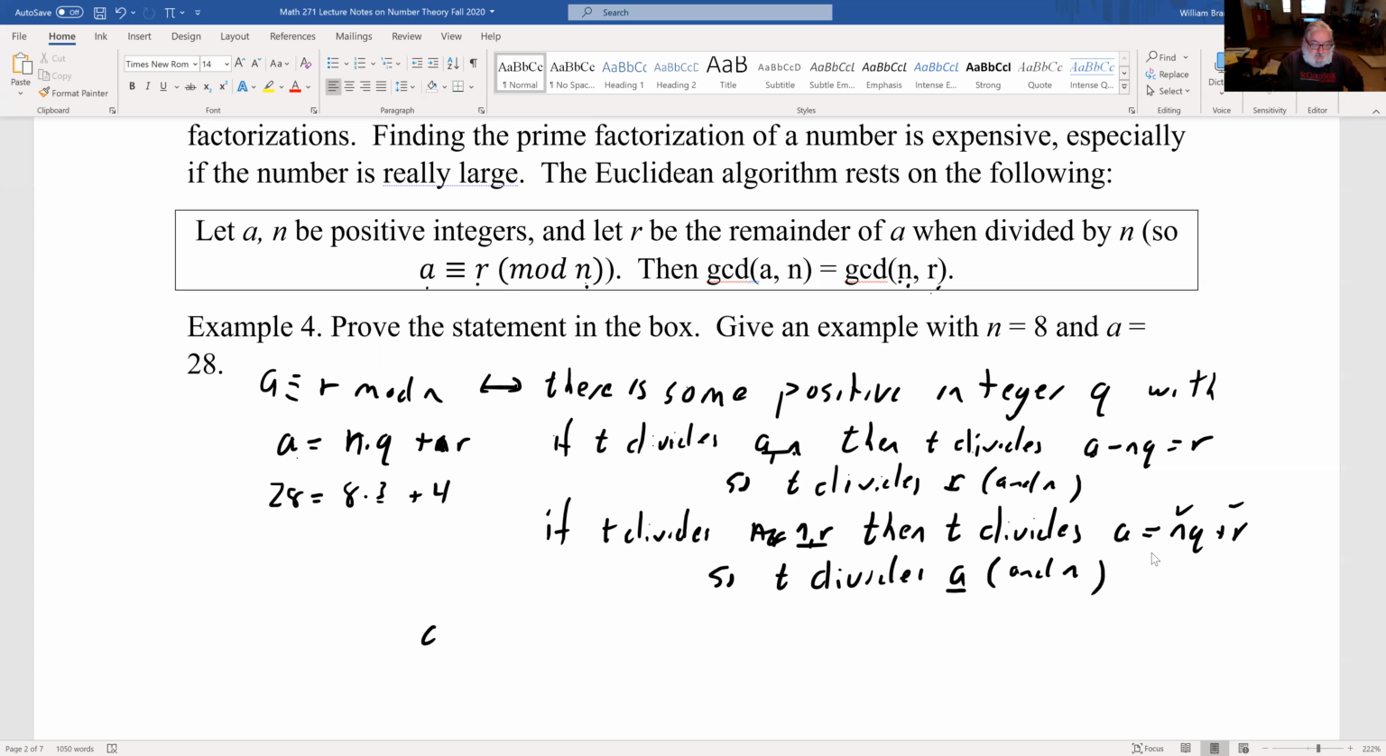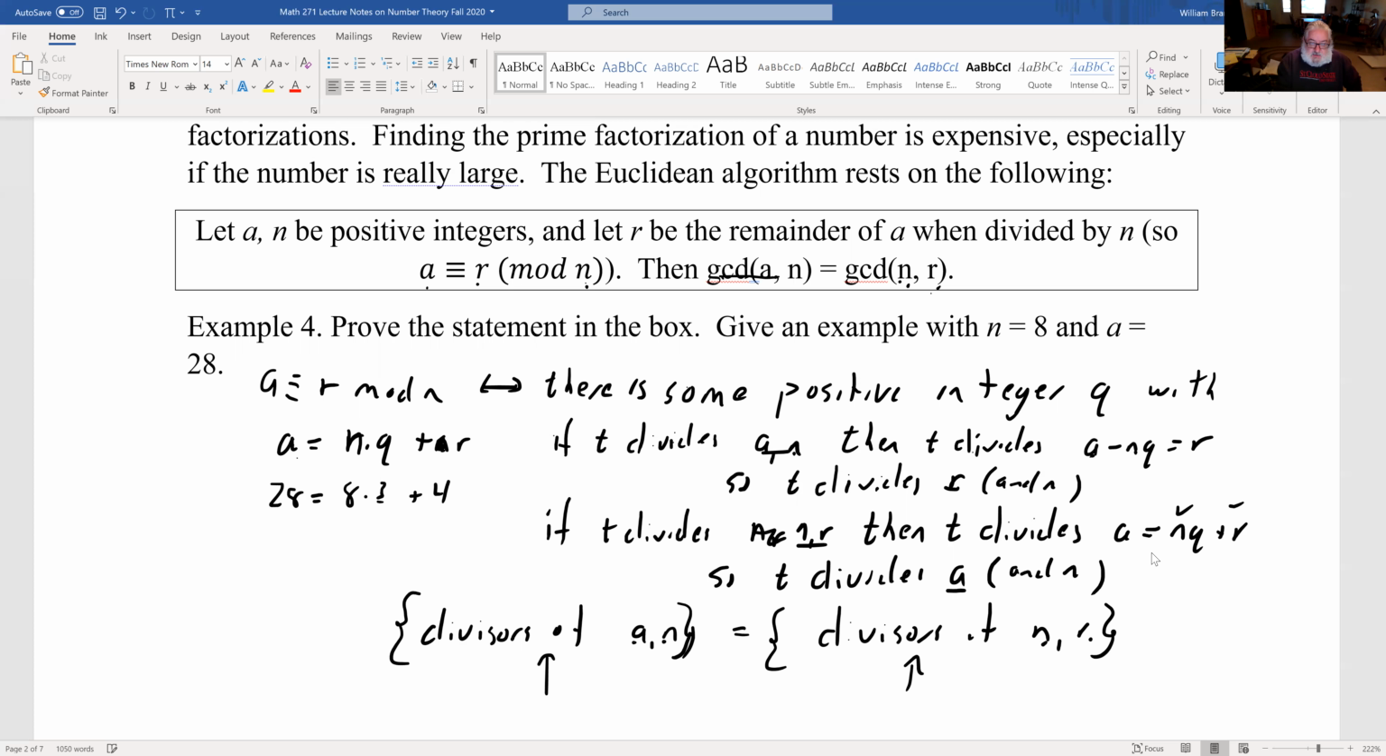So the set of divisors of a and n equals the set of divisors of n and r. Right? So any number that divides these two also has to divide these two and vice versa. But the biggest one in this is the greatest common divisor of a and n. The biggest one in this is the greatest common divisor of n and r.